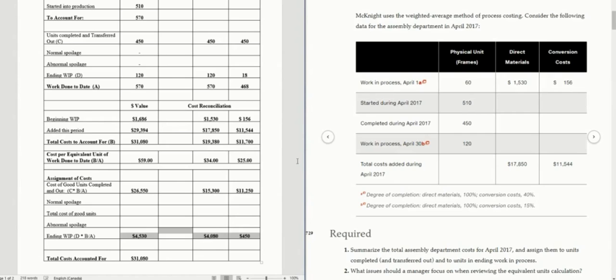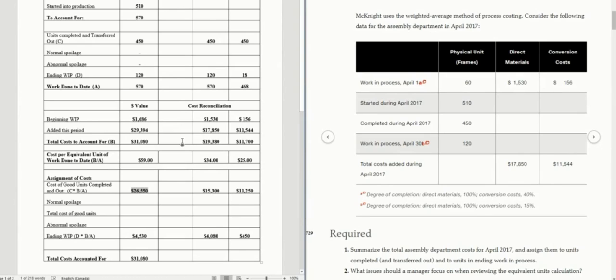I would say, you know, what are my costs in to my work in process account, right? My work in process account started with $1,686 in, right? They tell us that. I added to work in process, I debited work in process 17,850 for direct materials. I debited to work in process 11,544 for all of the labor and the overhead costs. And now what I'm going to do is credit work in process for 26,550 to show the transfer from work in process to finished goods.